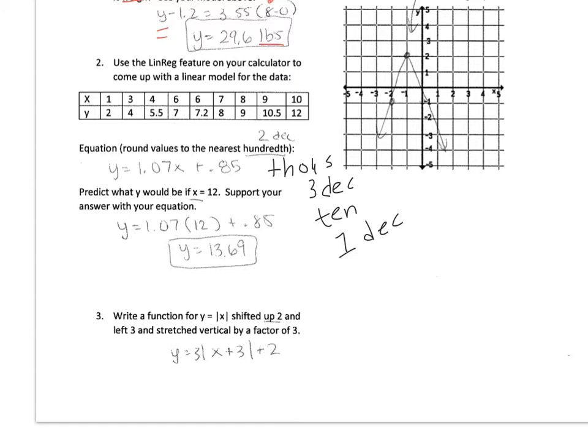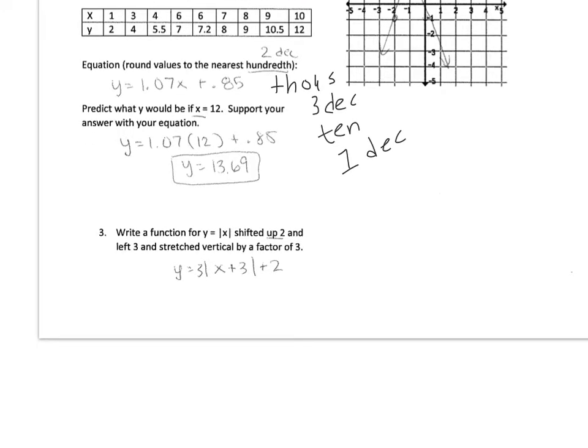Okay, now we're getting to 3.6 absolute value. Write a function: y equals the absolute value of x. This is the parent function. And then you shift it up 2, so we're adding 2. And we're going left 3.